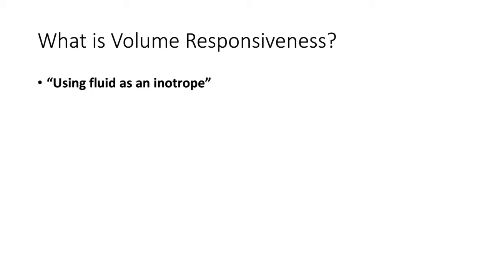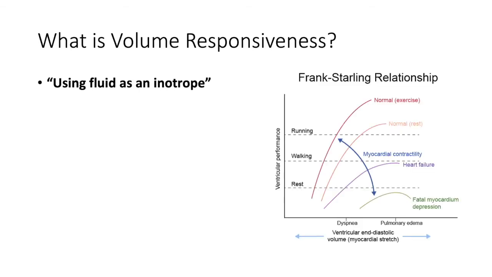The simplest definition that I've found and that I think makes the most sense is using fluid as an inotrope, right? It's the ability to give someone fluid, and just by giving them fluid, improve their cardiac output. The way that that works is really this Frank Starling curve that we're all familiar with. If you want to figure out if your patient is volume responsive, they would be on some part of the curve around here, where you could give them a fluid bolus and see a 10 to 15% increase in their cardiac output purely by giving them that additional preload.